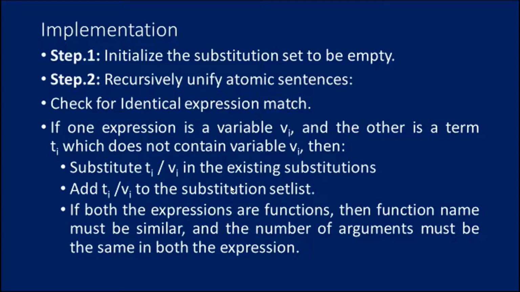Another example, p of prime comma f of prime, does not unify because both the expressions are not identical, so we can't unify. This is what the unification process is about. It's mainly used for the substitution process. If and only if both are identical and the number of arguments is the same, we can unify. Else we can't unify. This is what the unification concept is mainly about.